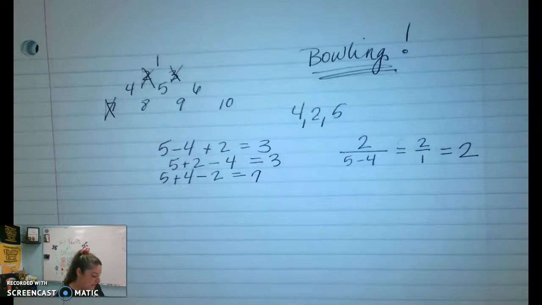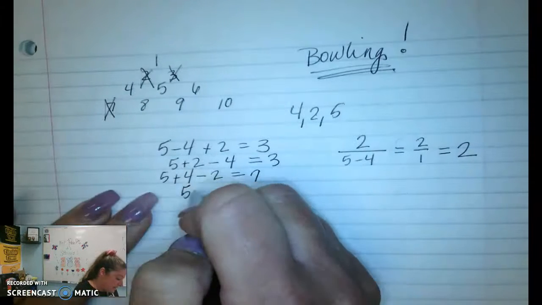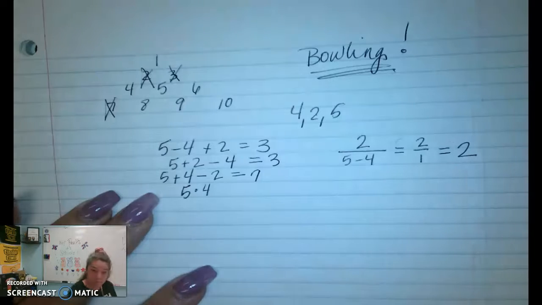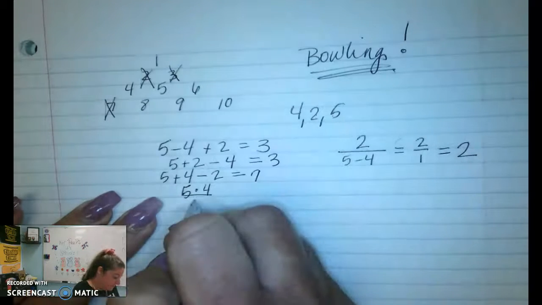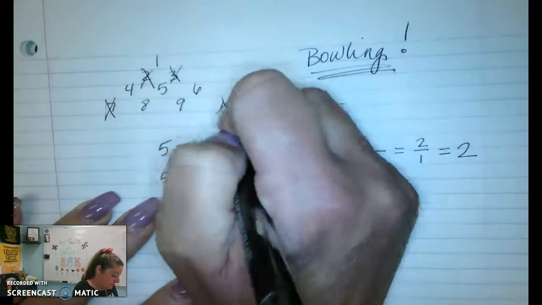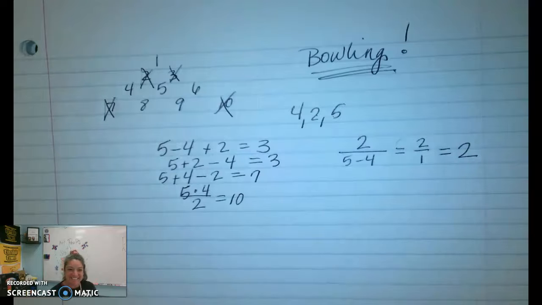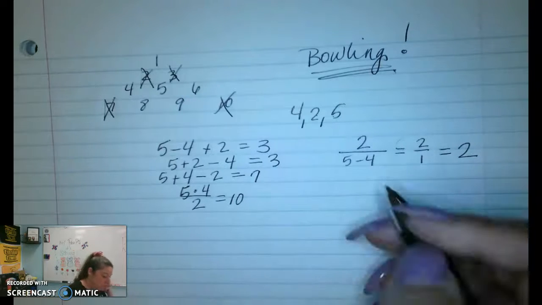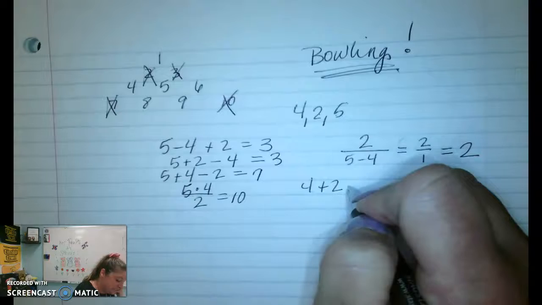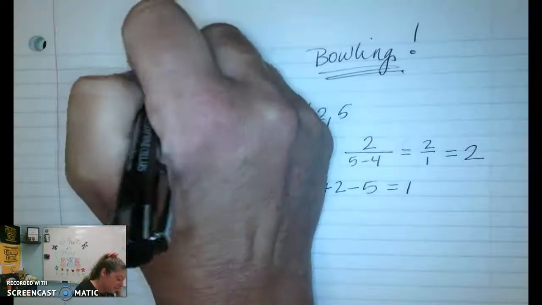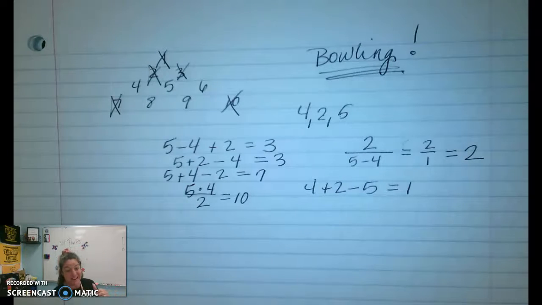Let's see, what else? Ooh, I got another one. How about 5 times 4, which is 20, divided by 2 gives me 10. Okay. What else can I do? Ooh, I got another one. 4 plus 2 is 6, minus 5 is 1. Sometimes I'm not very fast at these. Sometimes I'm not very good at them either, but we try. We try. That's all that matters.